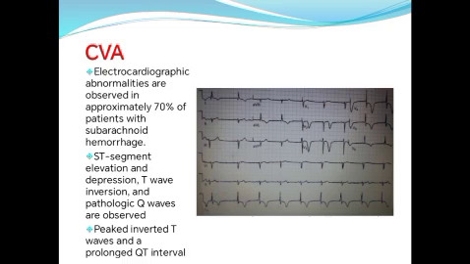In CVA you could also find changes like ST segment elevation in about 70% of patients, especially in subarachnoid hemorrhage. You can find ST segment elevation and depression, T wave abnormalities, and prolonged QT interval. All these changes can be found in subarachnoid hemorrhage.